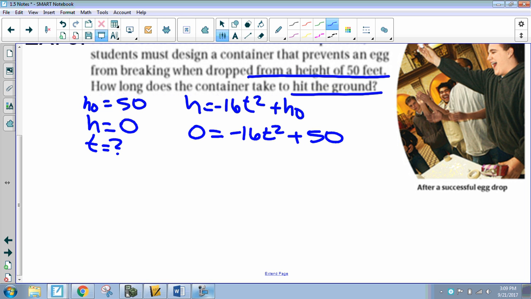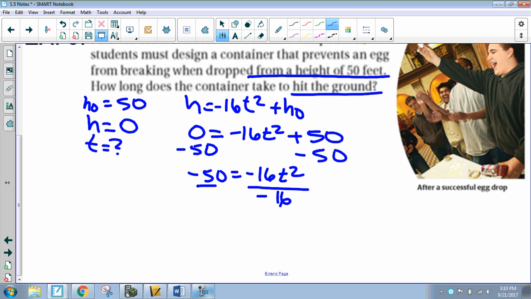So now at this point we have the same type of problem that we had today in class. So we need to get the t squared by itself. So the first thing you want to do is subtract the 50. So the negative 50 equals negative 16 t squared. And then divide by the negative 16. And I'm just going to leave this right now as 50 over 16.